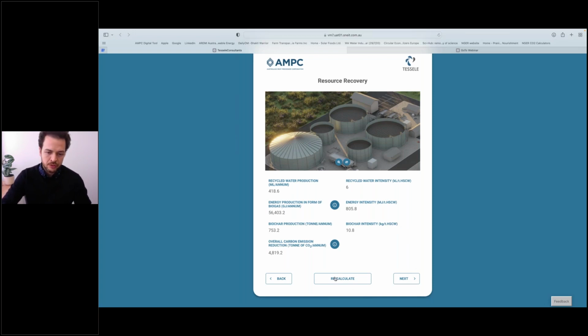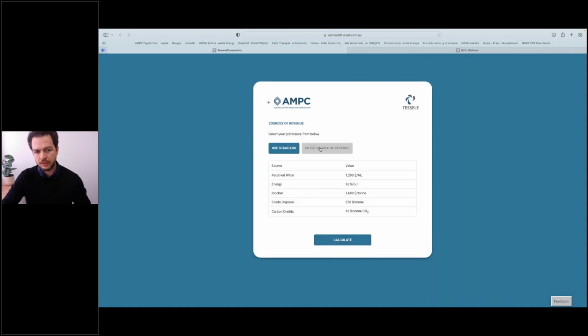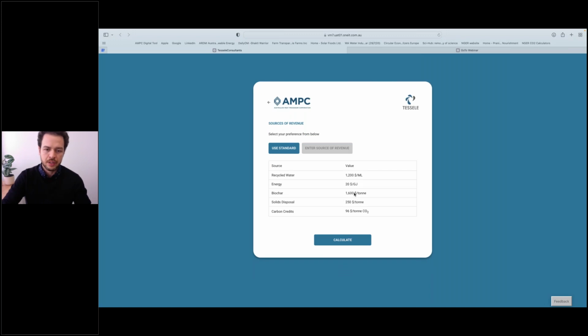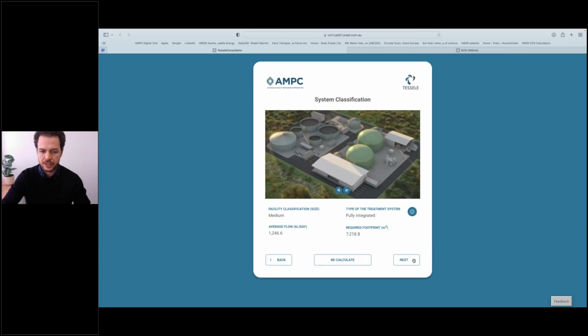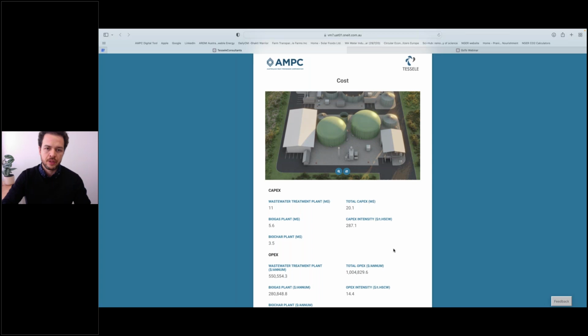There is an option to use the button to recalculate. So if the user clicks on the recalculate button, the user will be directed to the strength page, but that's not what I want to change. Or you can change the value inputs and then recalculate the system. So I didn't change anything, so I'll go ahead and progress.